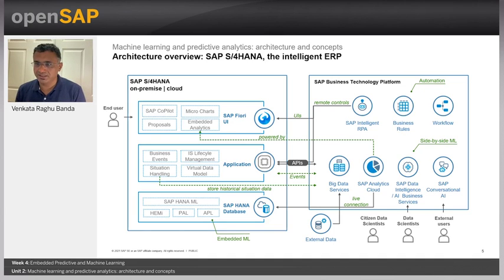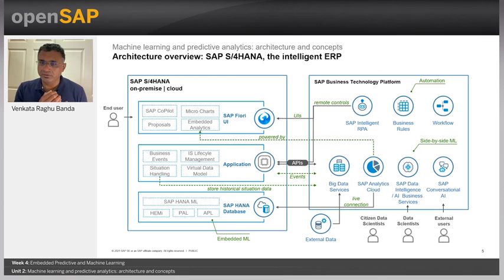On the right-hand side, you see the business technology platform. In here, there are a lot of other things like the intelligent RPA, the business rules and workflow. I do not want to go into all of those, but if you pick up the SAP Data Intelligence or the AI Business Services, this is where you have, in this scenario, a data scientist, for example, or an external user interacting with this, and a central data scientist interacting with this.